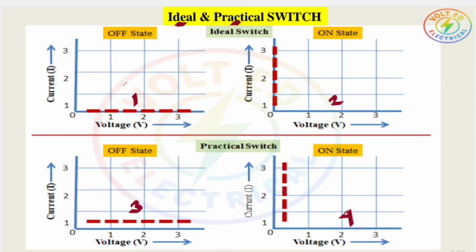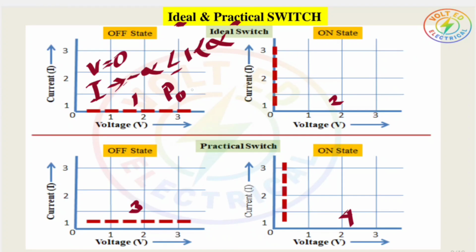Graphs 1 and 2 represent the characteristics of the ideal switch. In graph 1 we can see that there is some current but the voltage is 0. So in the off state of an ideal switch, voltage is 0 and the current can be from minus infinity to infinity. Because of that, P off is equal to 0 as voltage is 0.